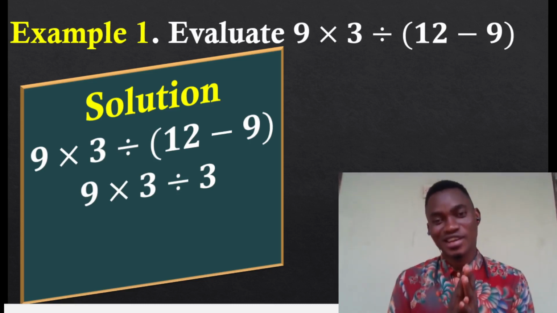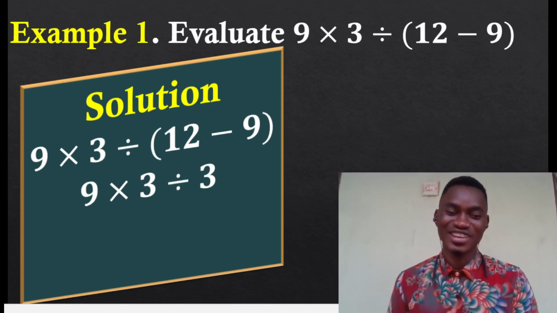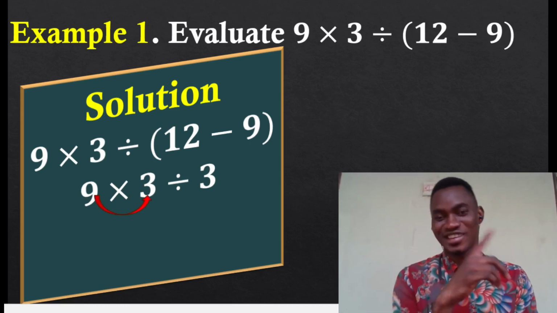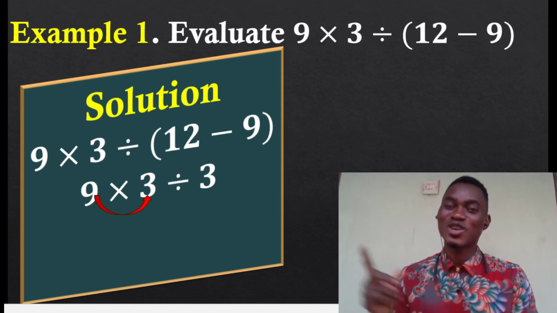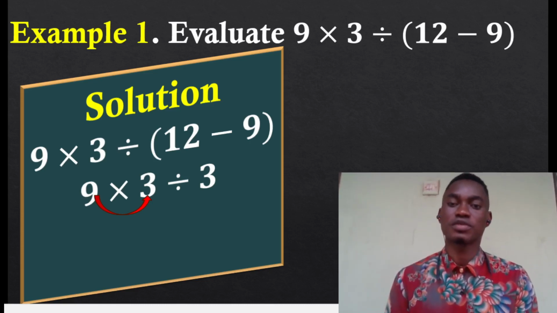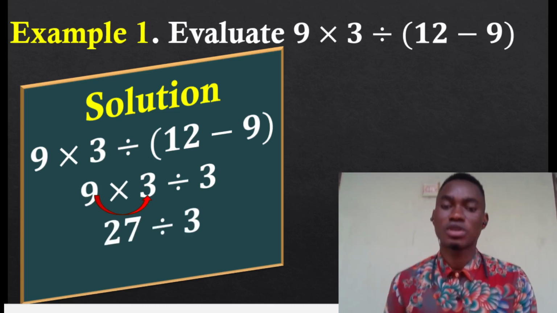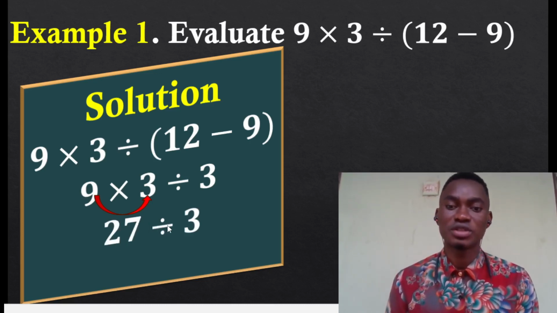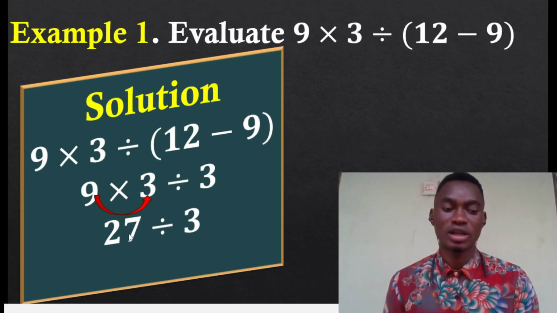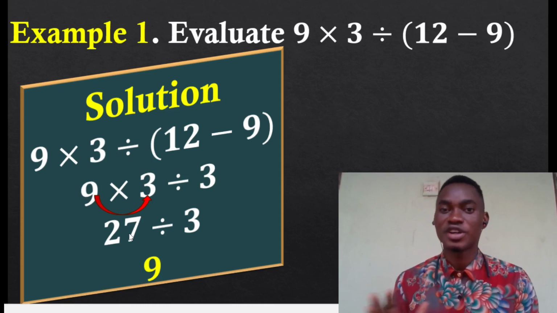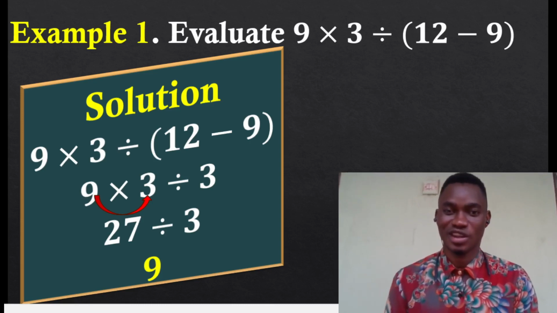I think it is simple. As you can see, look at the arrow telling us to perform the multiplication operation first of all. 9 times 3 gives us 27. Then we'll have 27 divided by 3, and that gives us 9. Very, very simple.